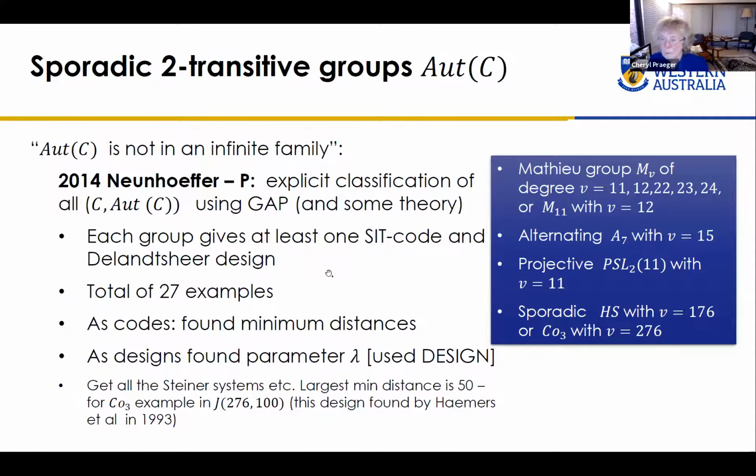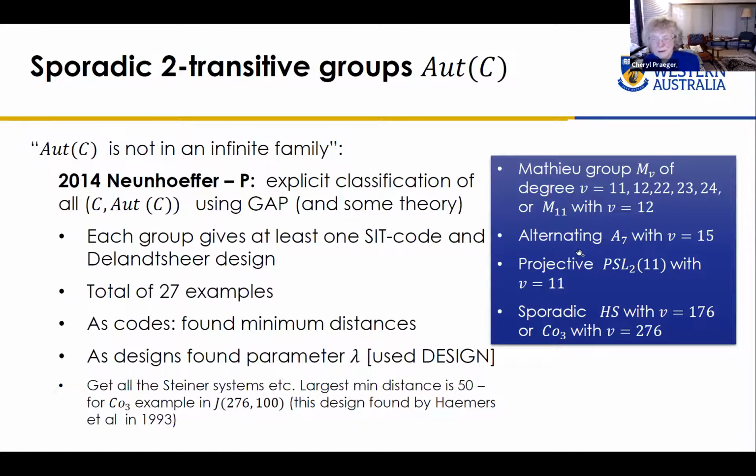First of all, sporadic. What am I going to mean by sporadic two transitive groups? Please look at the blue box. Some of them come from sporadic simple groups. So there's all of the 5 Mathieu groups, M_V, in their natural actions on V points with these values for V. And there's an exceptional action of M11 on 12 points. It's two transitive.